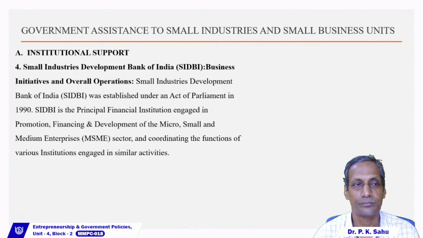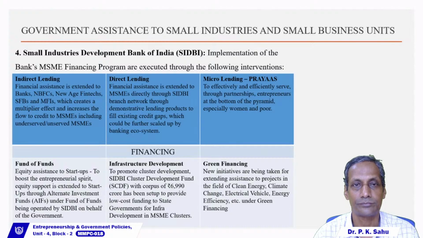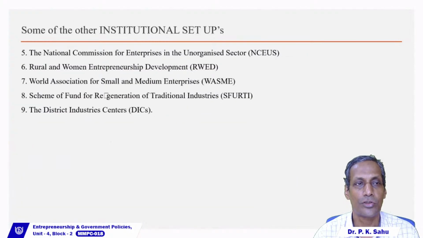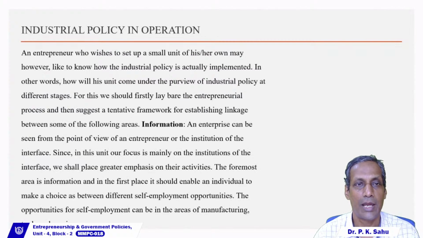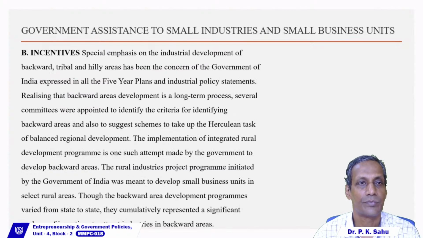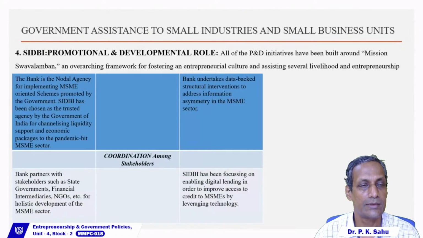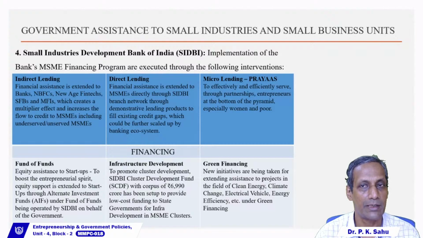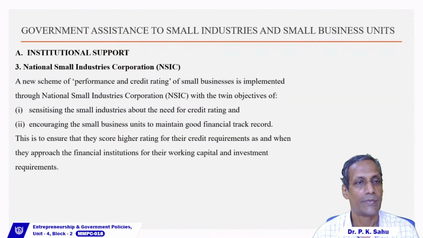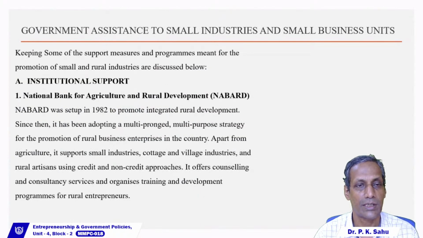So, apart from the institutional support, you also have the incentives that are being provided by the government to the enterprises or the entrepreneurs. So apart from institutional setup support, you also have the incentives by the government to the small industries and small business units. Now let us discuss fully what are these assistance that are being provided to small industries and small business units. The first one, as I had started to discuss, is NABARD.